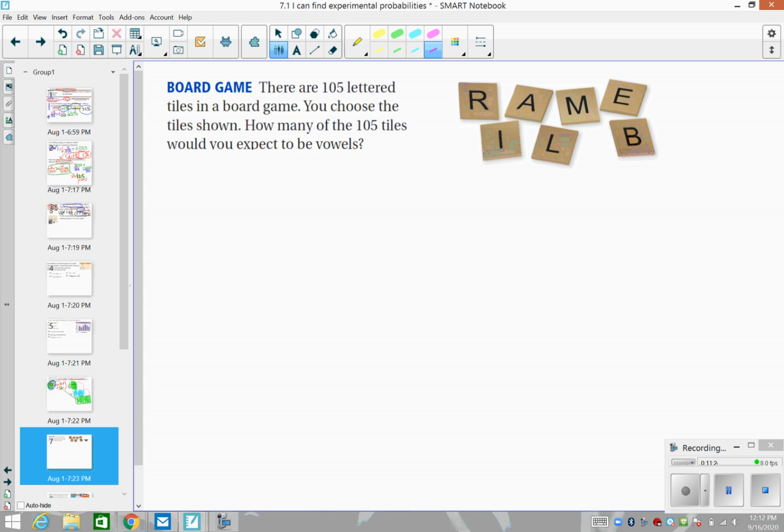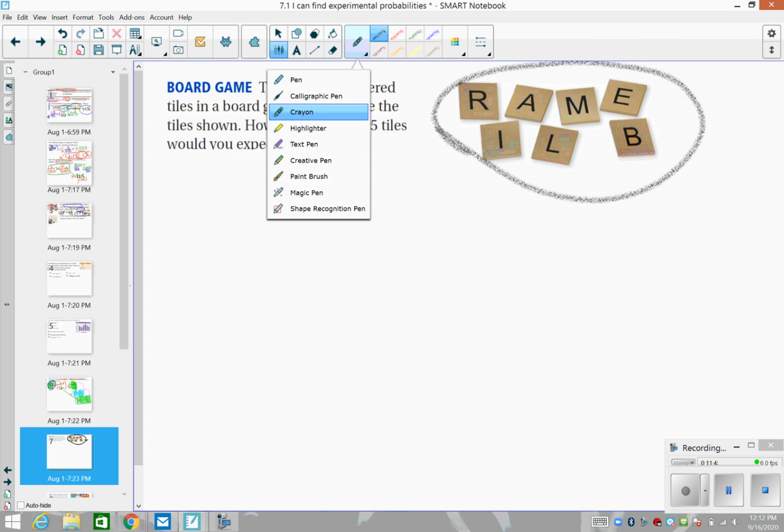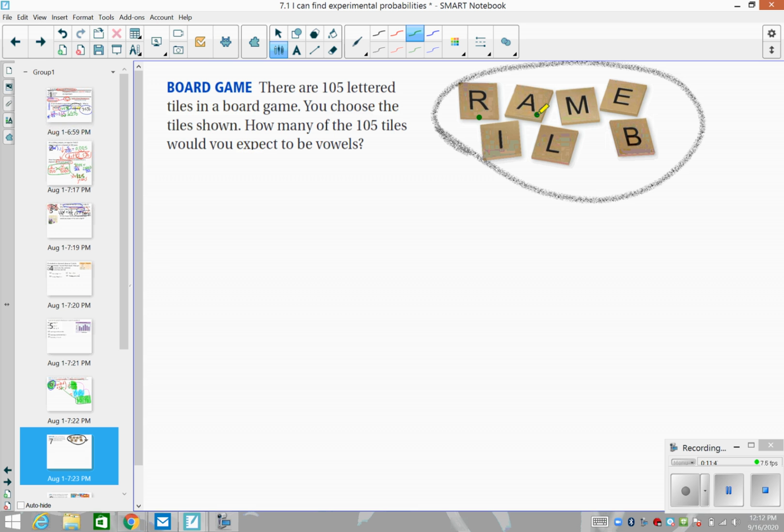Let's take a look. This is going to be a prediction question. There are 105 lettered tiles in a board game, like Scrabble or something. 105 total. You chose the tiles shown. So you reach in and grab these tiles that are listed to the right. Looks like we have 7 tiles. What is the probability that we expect them to be vowels in the entire group of 105?